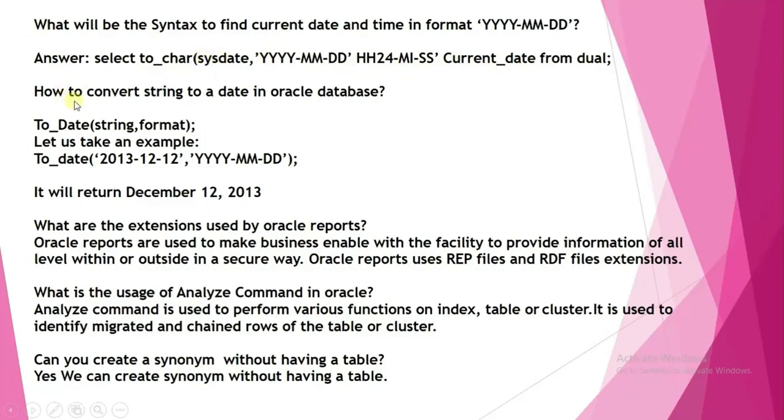The second question is how to convert a string to a date in Oracle database. To_date(string, format). Let us take the example here: to_date('2013-12-12', 'YYYY-MM-DD'); that is the standard format, YYYY, MM and DD. Close the parenthesis and semicolon. It will return December 12, 2013. The answer is this one.